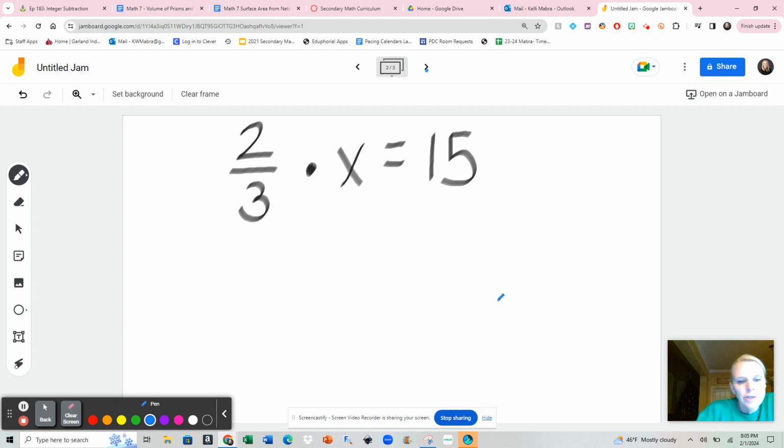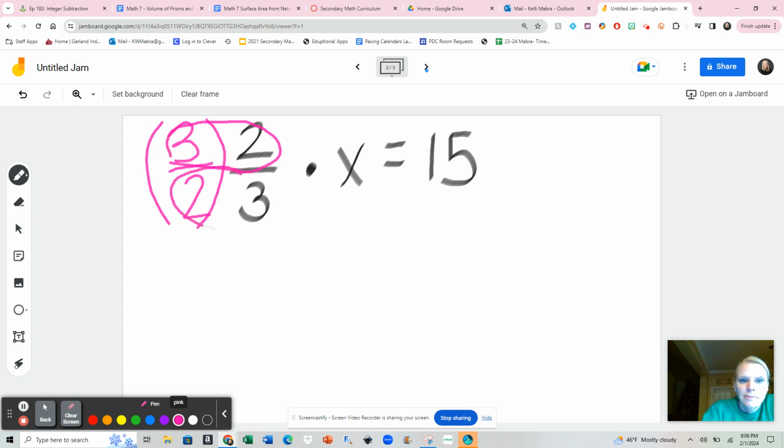All right, so 2/3 is going to be our fraction. So you're going to use the reciprocal because remember you want it to equal 1. So the reciprocal of 2/3 is actually 3/2. Okay, because right here, 3 times 2 is 6, and 2 times 3 is 6. So 6 over 6 times x is equal to 15. Okay, and that's going to give you 1 whole, which is what you want.